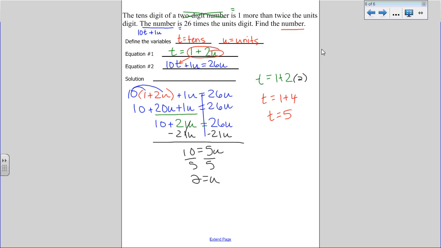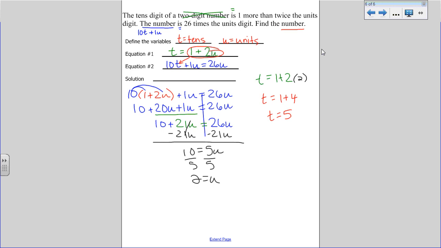Students often have a hard time and don't get full credit for all the work they do. I want you guys to put these answers together to make a 2-digit number. So you're either going to make 25 or 52. How do you know which number you're going to make? Am I making 25 or am I making 52? How do you know 52?